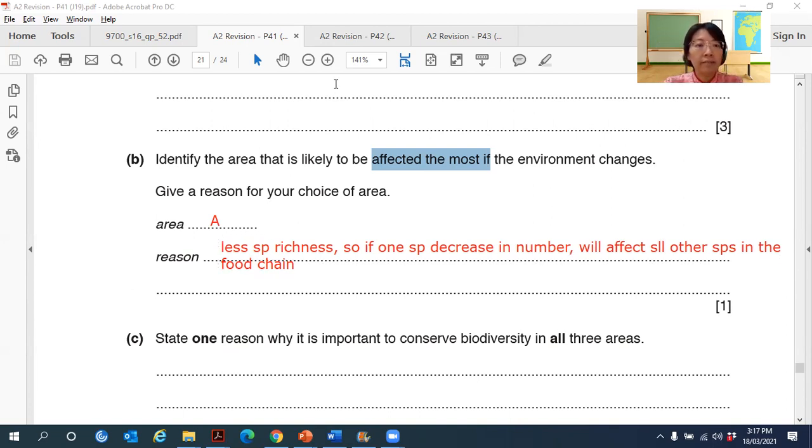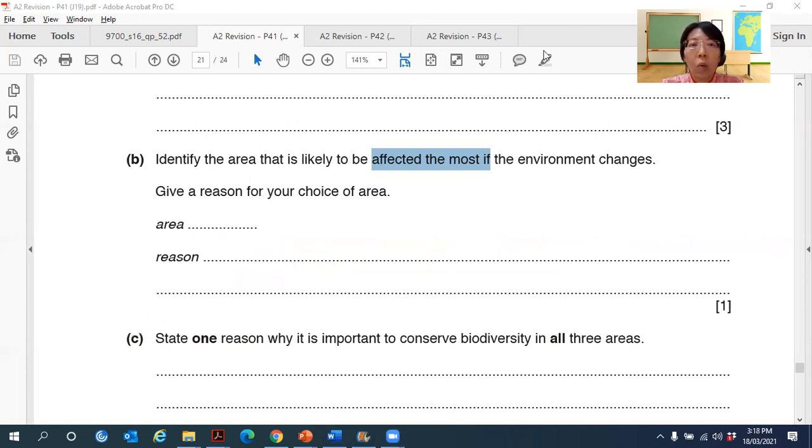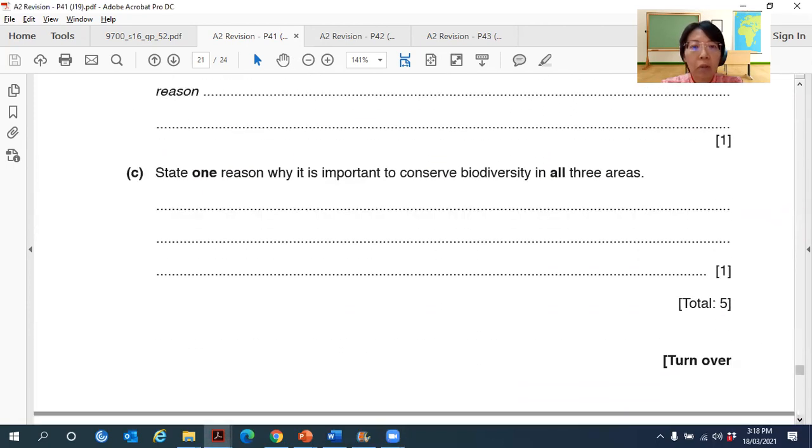So C, state one reason why it is important to conserve biodiversity in all three areas. They're asking you, remember this is your theory. Why do we need to conserve the biodiversity? There are many, many answers that are possible here.